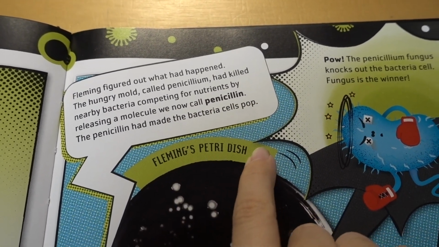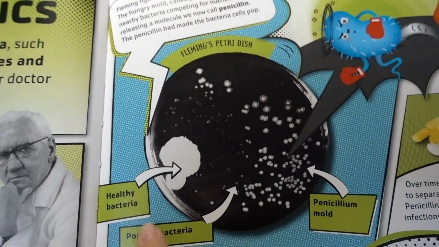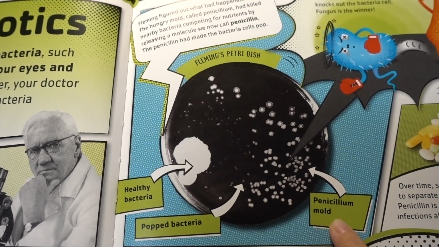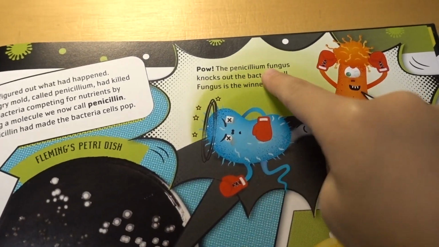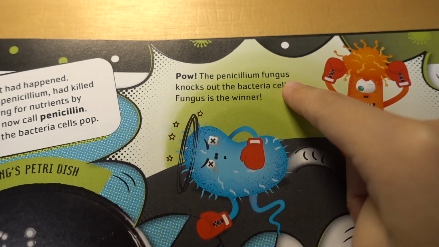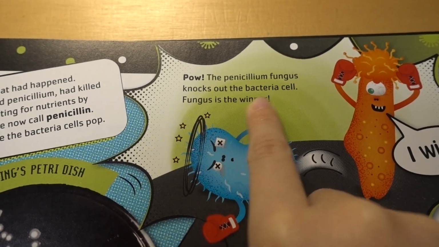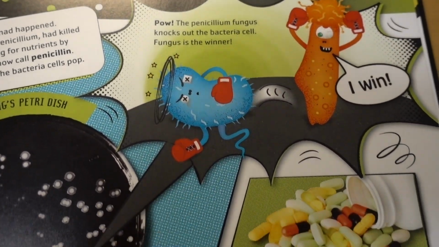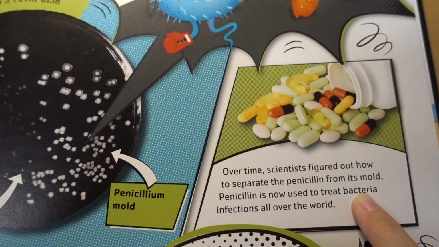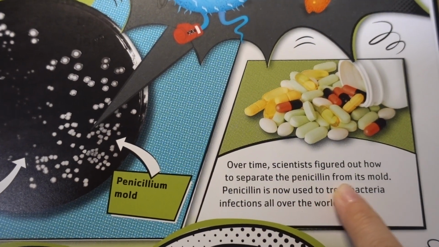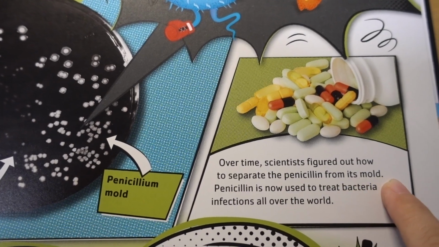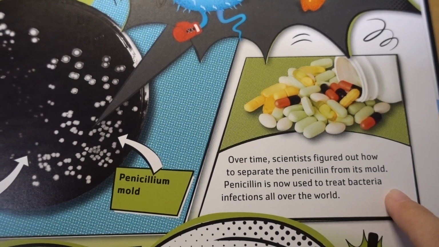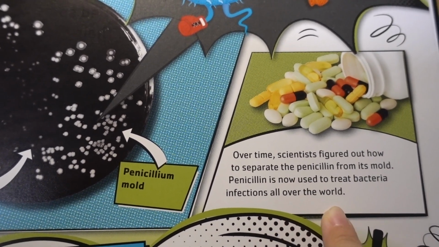Fleming's Petri dish. Healthy bacteria. Popped bacteria. Penicillium mold. Pow! The penicillium fungus knocks out the bacteria cell. Fungus is the winner. Over time, scientists figure out how to separate the penicillin from its mold. Penicillin is now used to treat bacteria infections all over the world.